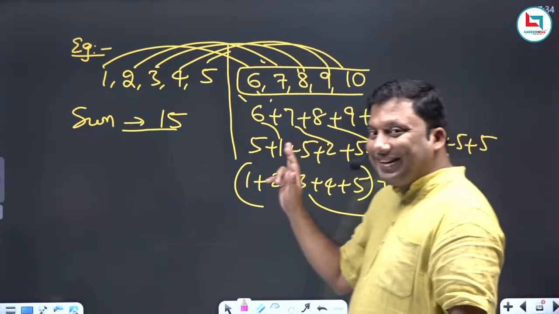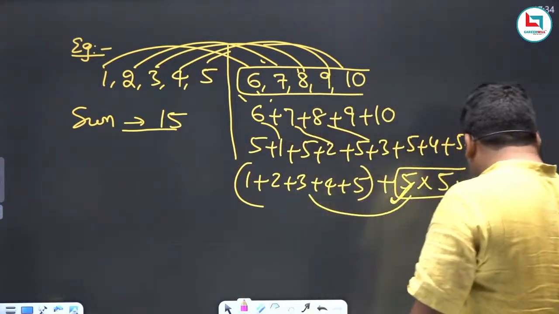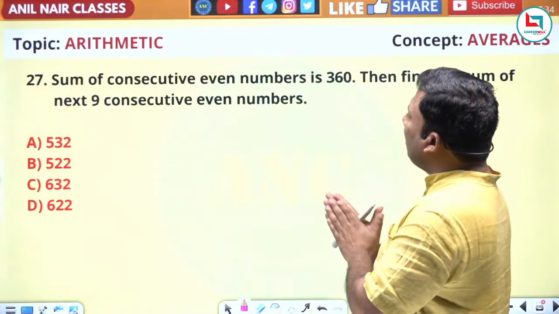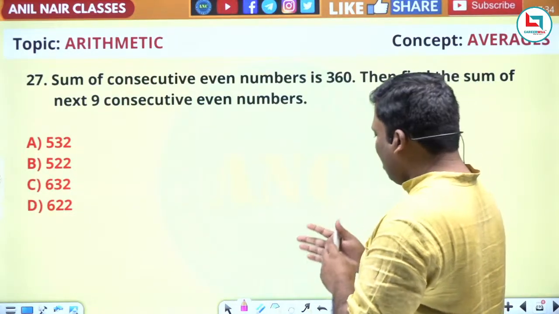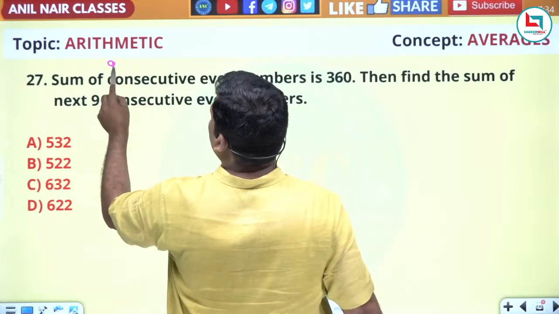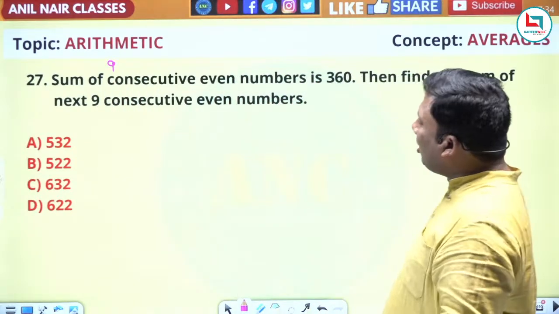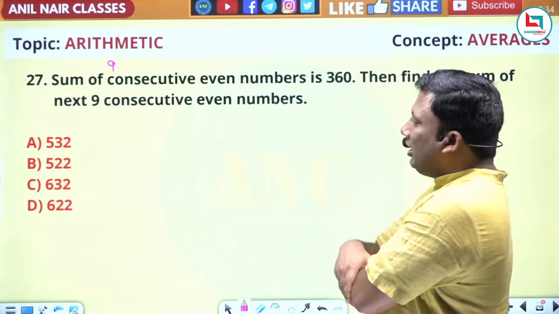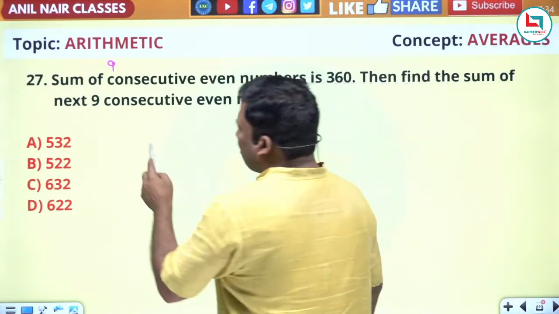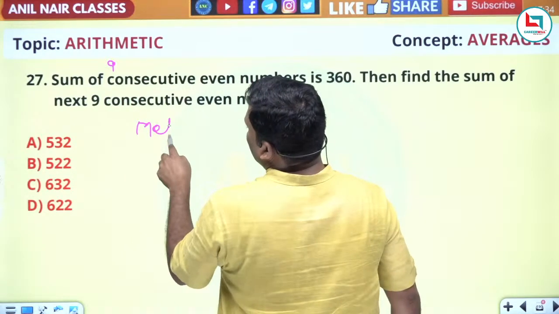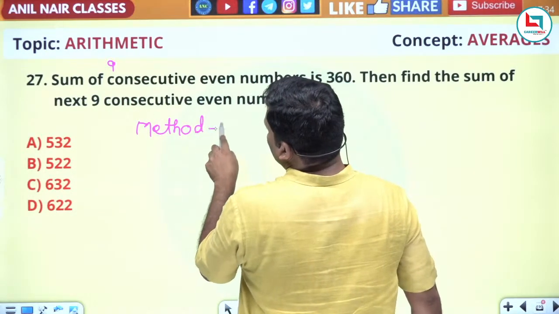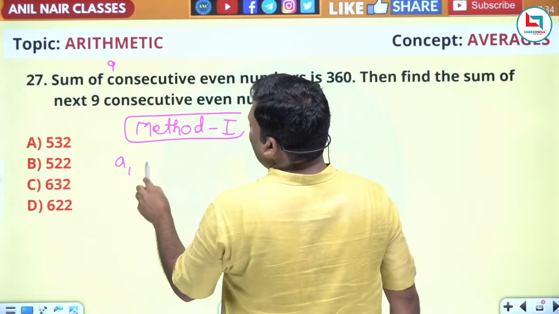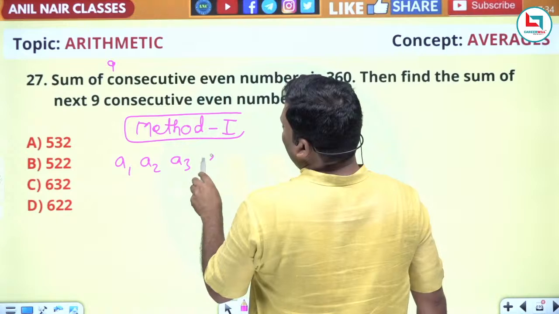This is a very interesting idea with respect to a natural number sequence. See here, one more question. Sum of consecutive even numbers. Sum of 9 consecutive even numbers is 360. Find the sum of the next 9 consecutive even numbers. First we will see the traditional method, then we will see the optimal method. Method 1. There are 9 consecutive numbers.